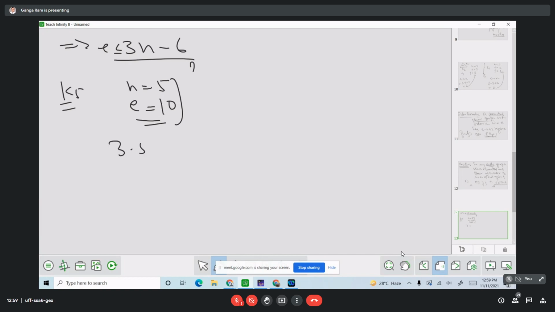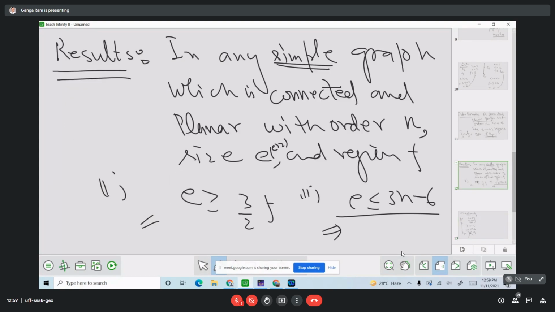3 into 5 minus 6, which is equal to 15 minus 6. It is 9, and it is 10. So it means K is non-planar. In any simple graph which is connected and planar, this condition holds. Here this condition does not hold. It means that it is not planar.